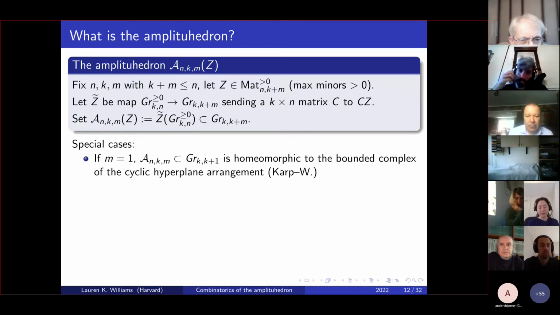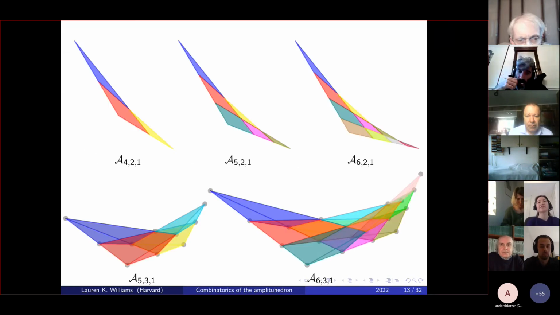And then your amplituhedron, with a bit of work, you can show it's homeomorphic to the bounded complex of a cyclic hyperplane arrangement. So that's something that we proved with Stephen Karp, and these are some pictures of what it looks like.